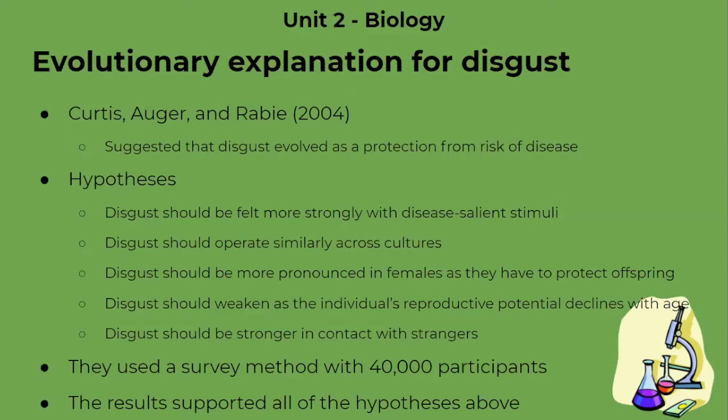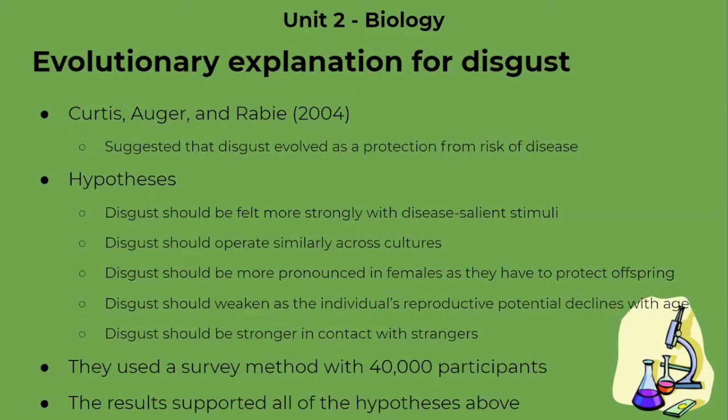The last one is that disgust should be stronger in contact with strangers, because people who are not closely related to you would seem dangerous and foreign, like a pathogen. Basically, in the study, they used a survey method with 40,000 participants. Now that's a good pointer for an evaluation, good sample size. They asked different questions, and the results supported all of the hypotheses.